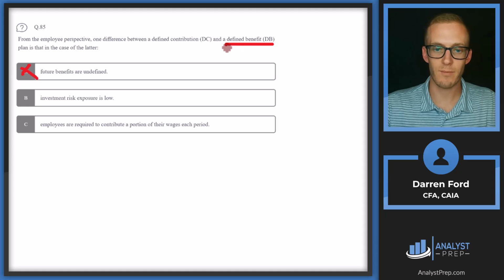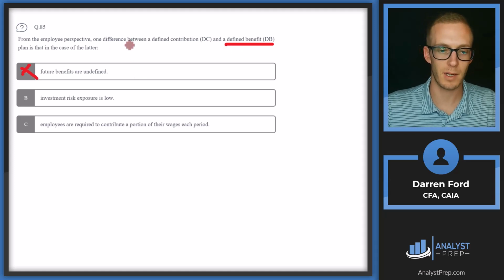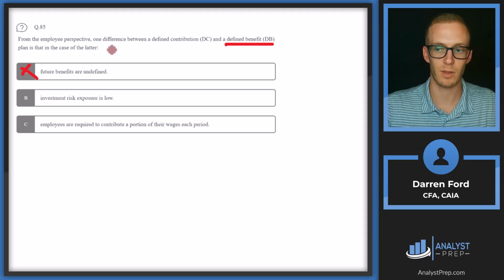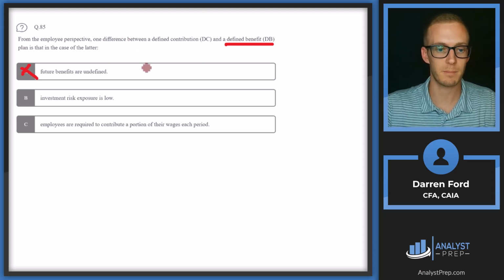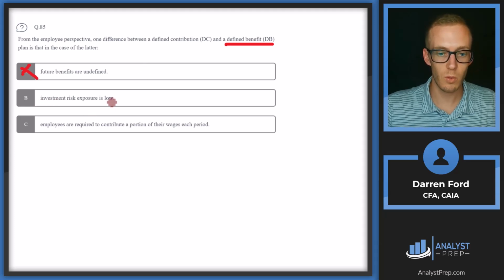So regardless of how the investments do for the employee, they're going to get that same amount of money no matter what, based on however long they worked and their salary and whatever other things go into calculating that for their plan. B, investment risk exposure is low. This sounds like it could be our answer.